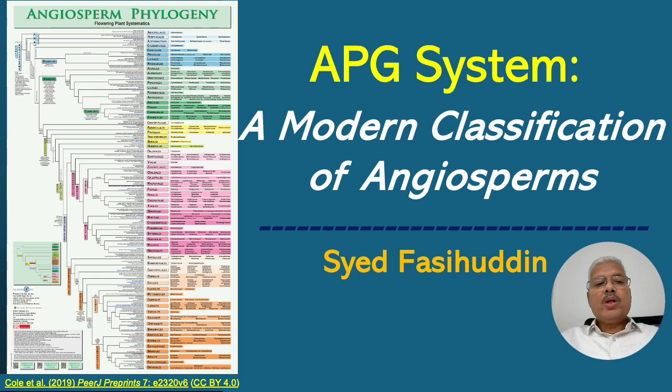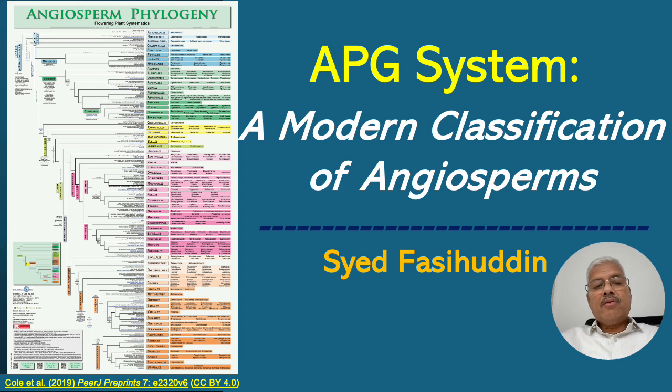In this episode, I would like to discuss the APG system, a modern system of classification of angiosperms. The APG system of classification uses DNA sequencing and other molecular data. A landmark paper published in 1993 by Mark Chase and 41 co-authors, with an analysis of 500 flowering plants, is the base for the APG system.